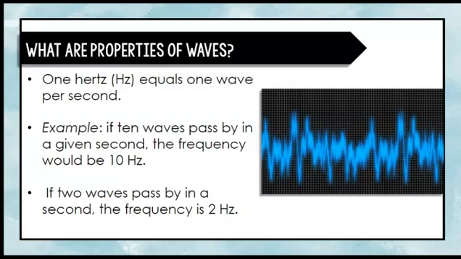Remember, 1 hertz is equal to 1 wave per second. For example, if 10 waves pass by in a given second, their frequency would be 10 hertz. If 2 waves pass by in a second, the frequency would be 2 hertz.